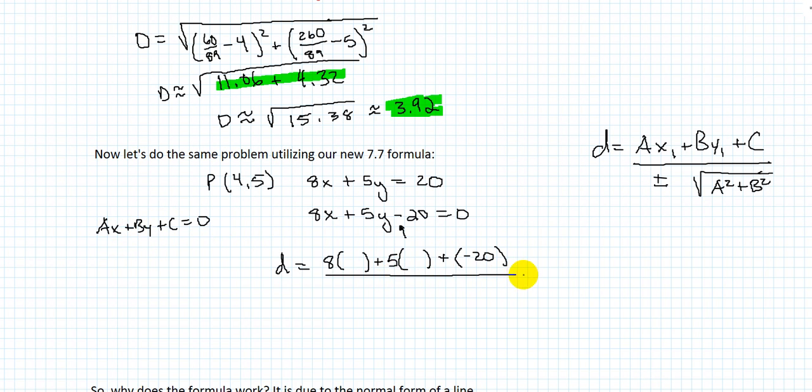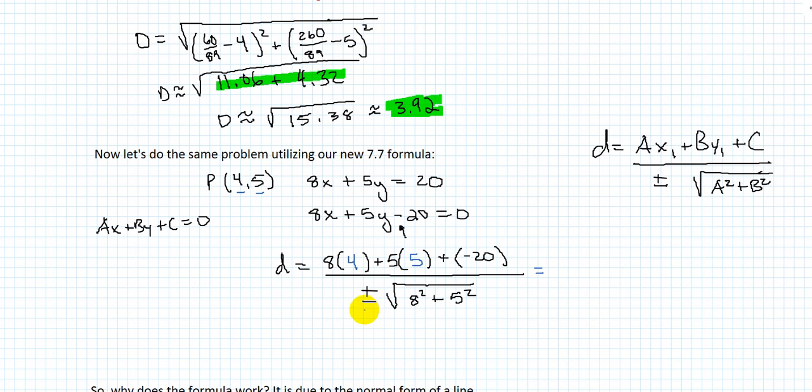Okay, then we're going to divide by, and I'll leave this as a plus or minus right now. We'll figure out which one it is at the end. But we're going to do A squared, which is 8 squared, plus B squared, which is 5 squared. Then the other two values that we're missing here are your x and y. So that's just plugging in your x and y here. So we could put the 4 here and the 5 here. And so far that's it. That's our formula. The big question is, is it plus or is it minus?